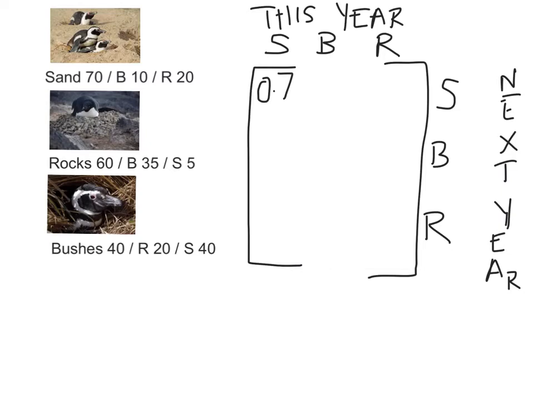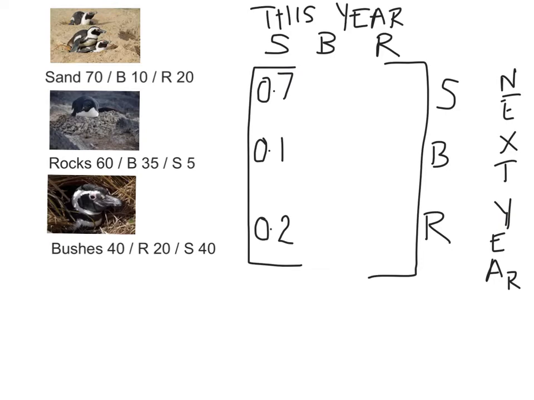Of the penguins that are in the sand this year, I start at the top and look at the S, follow that down until I find the B for bushes on the right. 10% are going to be in the bushes next year, and 20% are going to be in the rocks. Now those three decimals are from penguins that are in the sand this year, and it shows where they'll be next year.